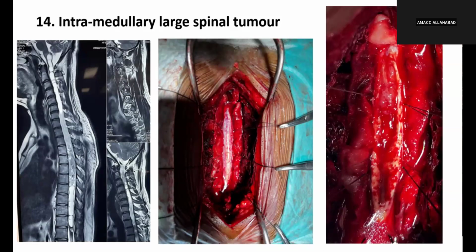So these are very different cases because you have to enter inside the cord substance, you have to incise the cord substance, and you have to take out. So lots of fibers are handled. Might be they get some damage as well. So we opened the dura, the cord was looking enlarged, and after incising the dura, we did midline myelotomy. The cord was incised from the midline. Long segment myelotomy was done, and this is all tumor.